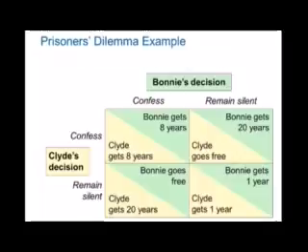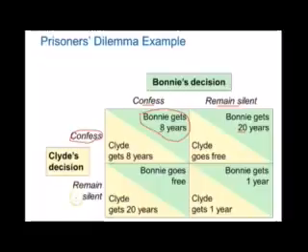Why? Let's look at this. Supposing we say Clyde confesses. Bonnie doesn't know whether Clyde will confess or not. If Clyde confesses, Bonnie has two options, either remain silent or confess. If Bonnie remains silent, Bonnie gets 20 years. If Bonnie confesses, Bonnie gets 8 years. So it's better for Bonnie to confess, given that Clyde confesses.